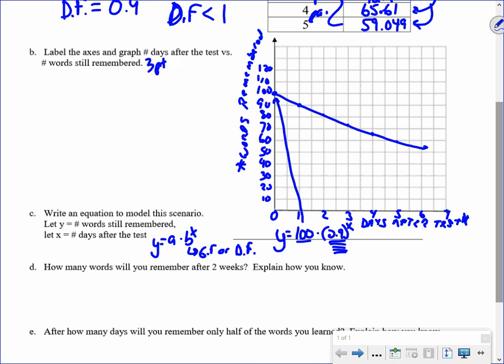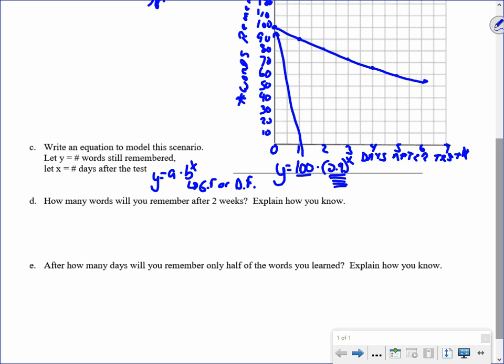So now that we have this information, we can answer these questions below. How many words will you remember after 2 weeks? Well, they're talking about days, right? So if we use the equation here, 100 times 0.9, how many days is 2 weeks? Well, 2 weeks is 14 days. So instead of x, you're not going to put 2, you're going to put 14 because x is the number of days, not weeks. So this would be 0.9 to the 14th power, and then multiply it by 100.